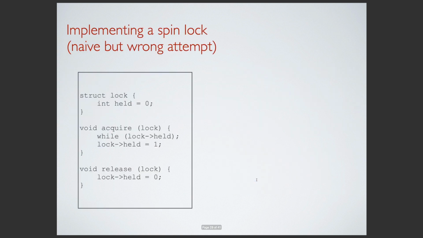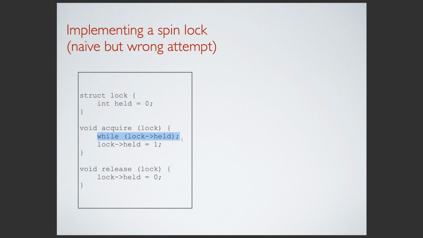Okay. So how do you implement a spin lock? Well, you can think about it in a naive way, but it's wrong. Let me show you why. Imagine the lock is actually a variable, and we set it to 0 at first. Acquire, what does it do? While it's set, you do a loop, so you're going to be blocked. But as soon as it's 0, now you set it to 1.